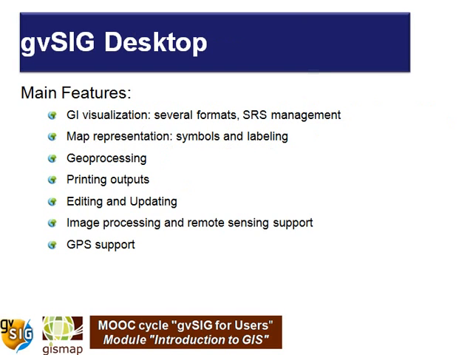And the main features of gvSIG desktop are the geographic information visualization. They accept several formats: the SRS management, map presentation, symbols, labeling. We'll see all of these topics: geoprocessing, the printing outputs, editing, updating, image processing, and remote sensing support, as well as GPS support.